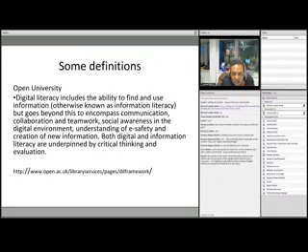I've taken a second definition from the Open University, which again was a kind of leader at the very beginning, one of the first to look at having online resources over here in the UK. So I've got this definition here. Digital literacy, which includes the ability to find and use information, otherwise known as information literacy, but goes beyond this to encompass communication, collaboration and teamwork, social awareness in the digital environment, understanding of e-safety and creation of new information. Both digital and information literacy are underpinned by critical thinking and evaluation.